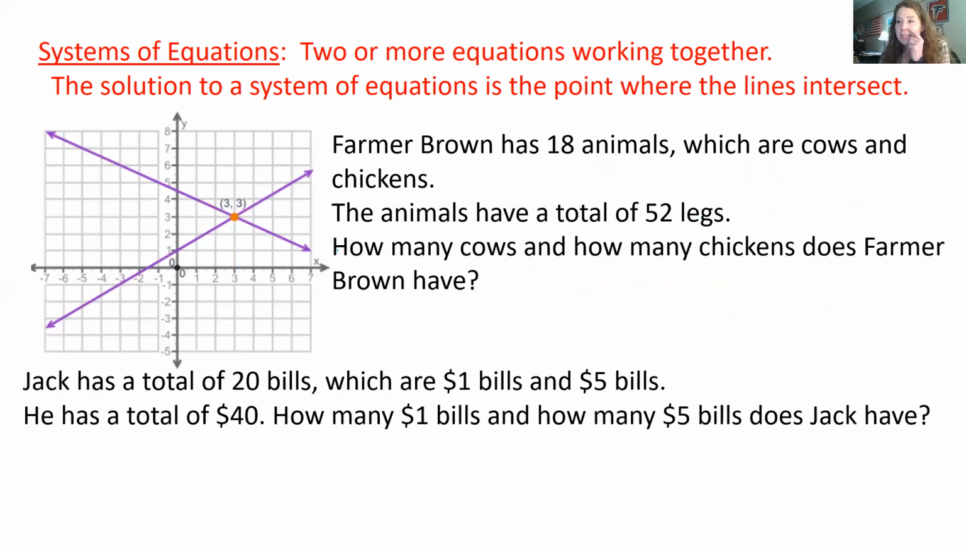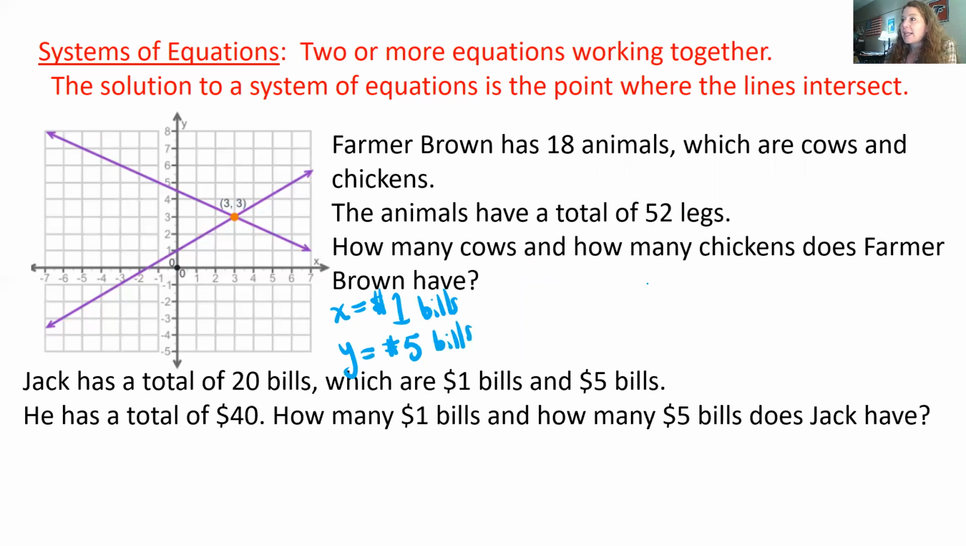This says that Jack has a total of 20 bills, and those bills are $1 bills and $5 bills. He has a total of $40. How many $1 bills does he have, and how many $5 bills does Jack have? Once again, we have two different things. We have let X represent $1 bills, and Y is going to equal the number of $5 bills. Whoops, I meant to put a dollar sign, not a number.